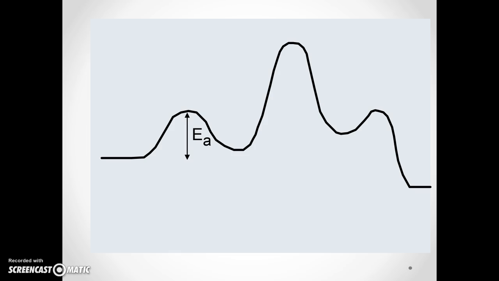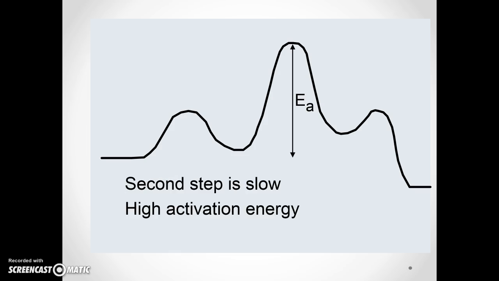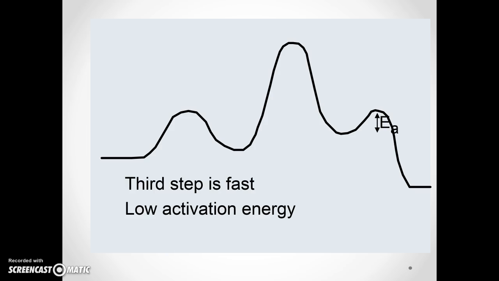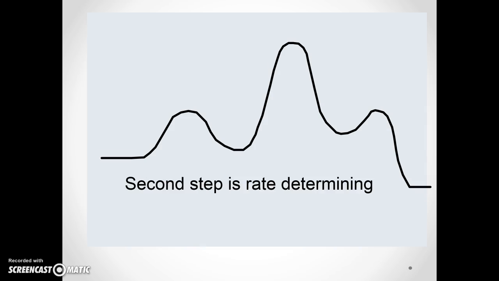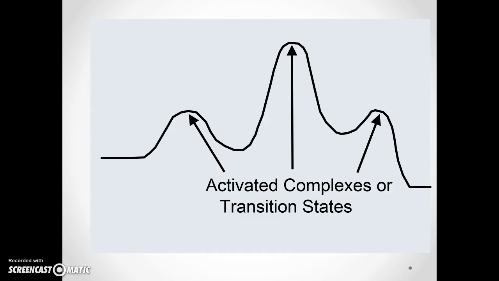So we've got our activation energy for each of the 3 steps. The first step is pretty fast. It's a low activation energy. The second step is slow. It has a high activation energy. And the third step is fast with a low activation energy. So the second step is the one we'll call rate determining. The activated complex or transition states are still going to occur. There's going to be 3 different activated complexes or transition states. So it's a 3-step reaction.